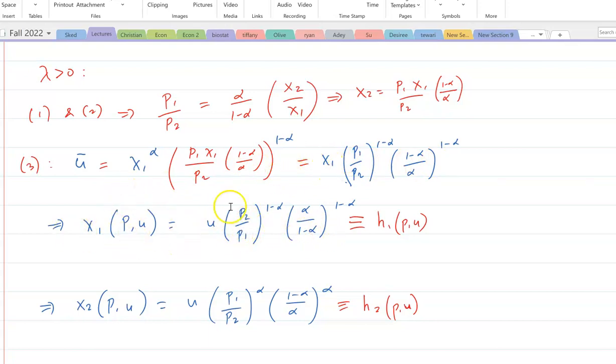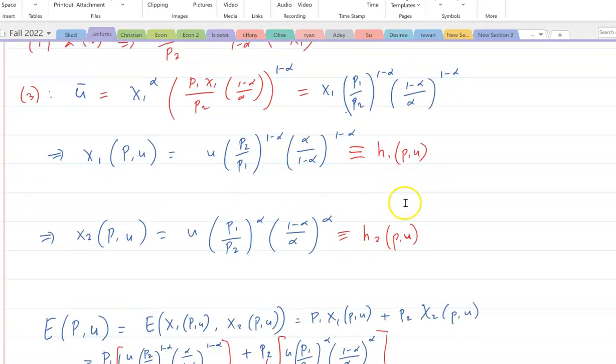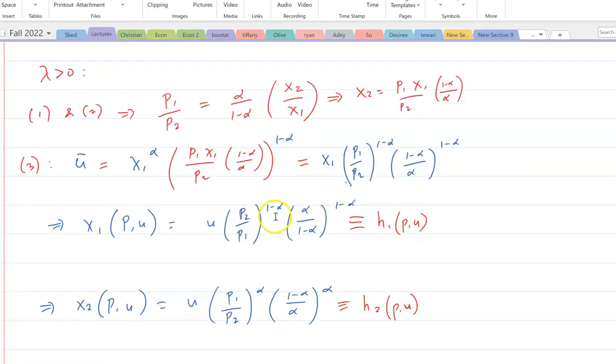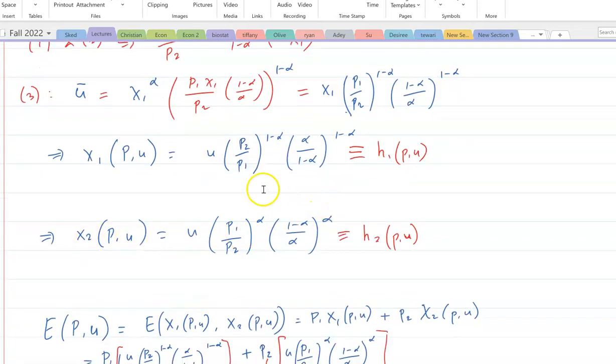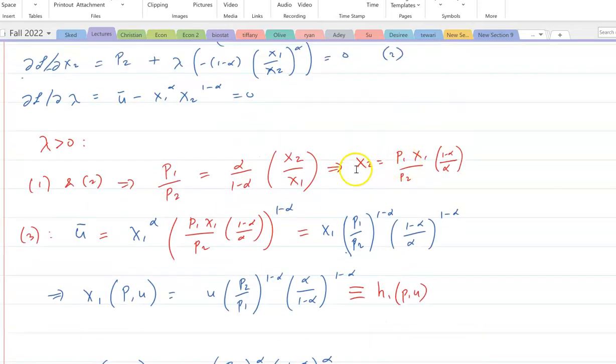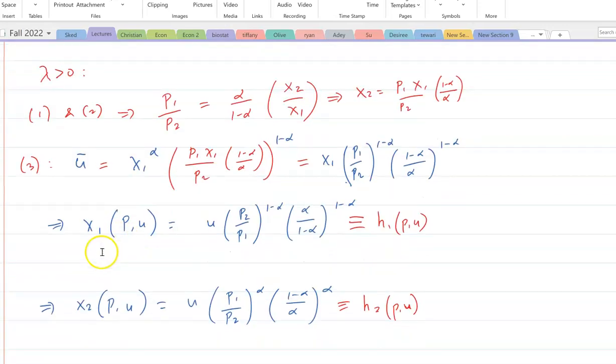There's a special name for that: you call it the Hicksian demand function. And you do the same thing for x2. Either you plug this back into this one, or you solve for x1 here and then plug it back into equation 3 and then you get x2.